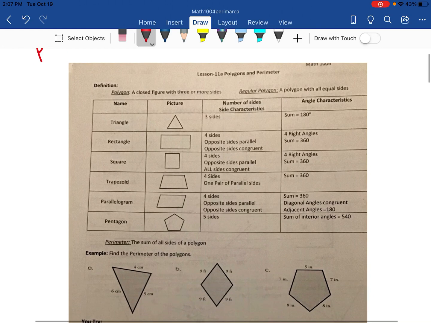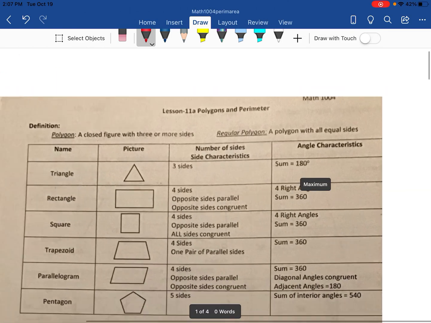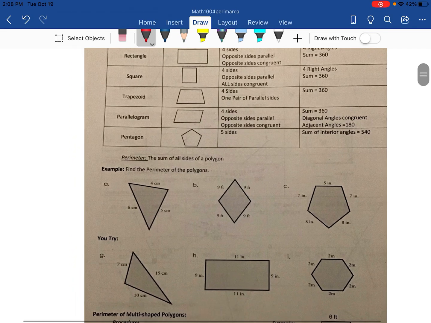The first thing we're going to do is perimeters. This is page 45 of your workbook, and they give you all of these lovely things. It's not really important that you know all of these different definitions, but as a general rule, a regular polygon is one that has all sides equal. Remember, for perimeter, all you have to do is add up all the sides.